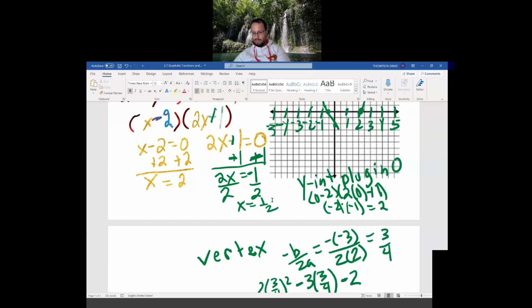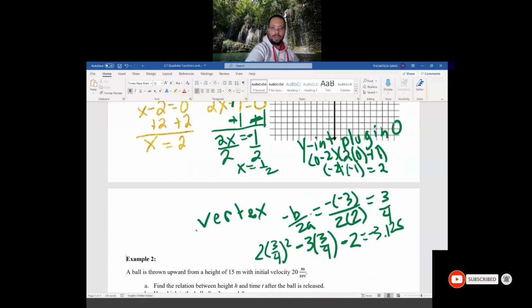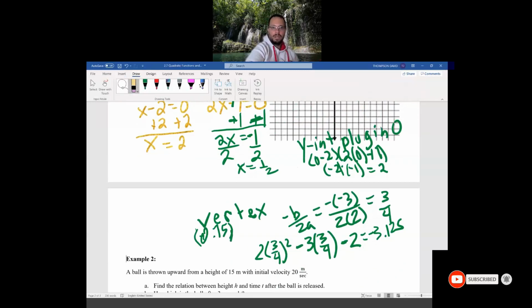So it will be approximately 1, 2, 3, right about there. So this is our parabola for our equation, and the vertex is at the point 0.75, comma, negative 3.125. We found our vertex, we found our x and y intercept, and we have completed this problem.